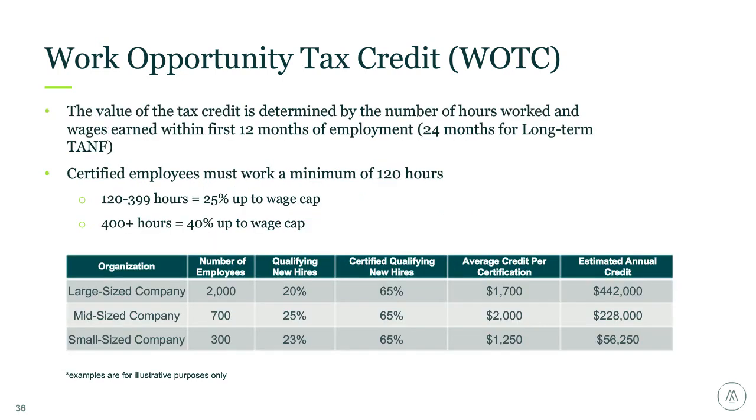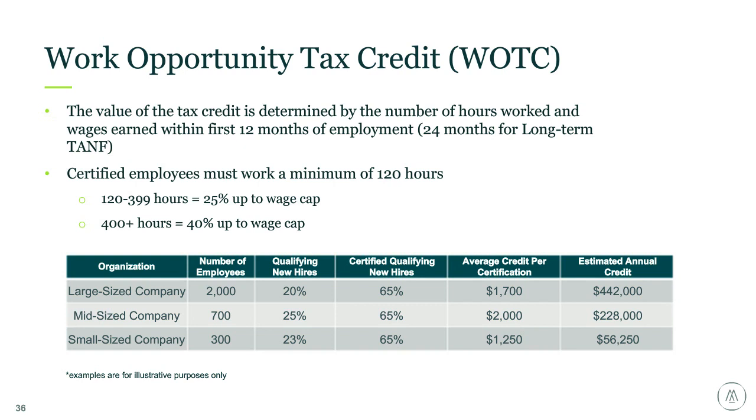The percent the credit is calculated on is based on the gross hours a certified new hire works within their first 12 months of employment, or 24 months for long-term TANF. Below shows you how the percent is determined based on their gross hours. One thing to note, a new hire must work at least 120 hours in order for their wages to be eligible for the credit.